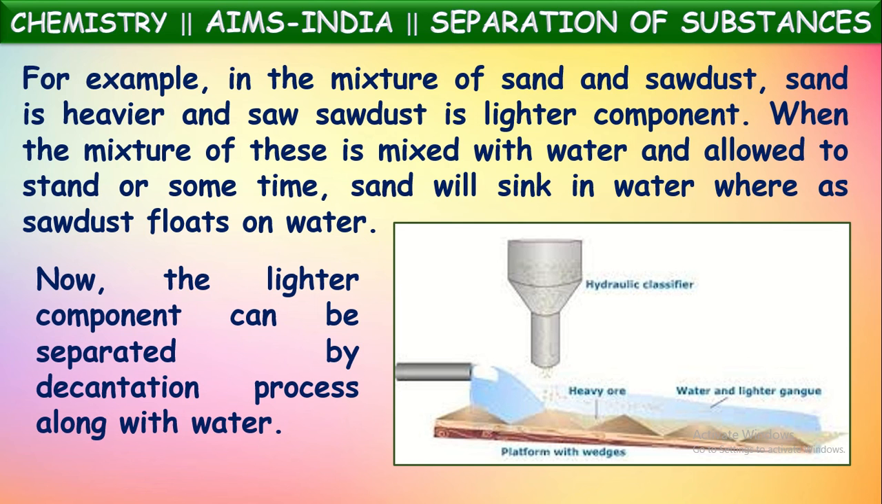Now the lighter component can be separated by the decantation process, of course. So sawdust can be separated by decantation and then sand can be separated by filtration, of course. So this is industrially done in this way by using the gravity method.